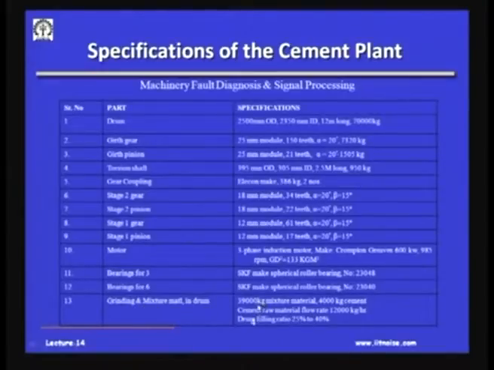And then, just for your benefit, the grinding and mixture material in the drum is about 39 tons. This 39 tons is the weight of the grinding media, and we get about 4000 kg of cement in it. The cement raw material flow is about 12 tons per hour, and the drum filling ratio is about 25 to 40%. The drum is of course not entirely filled, it is like a hollow drum which is churning with this grinding media and the raw material.